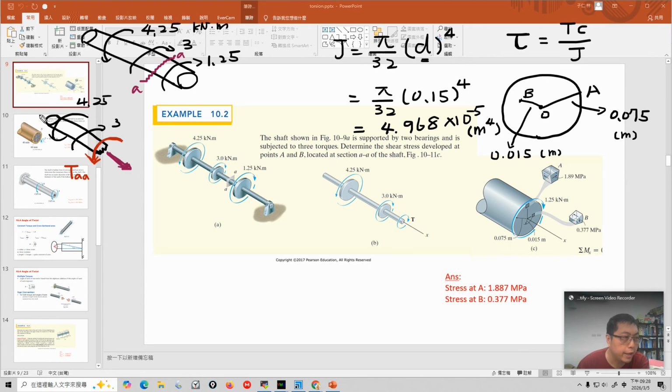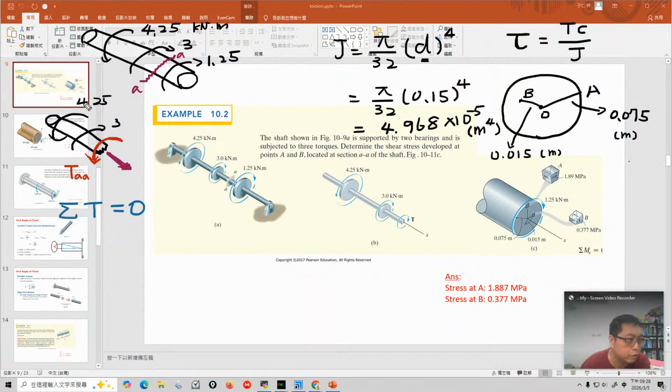Okay, and then if you cut a section and use the rigid body equilibrium, because the whole member, or the whole system, is in statics, that means it doesn't move. So the sigma torque is equal to 0.